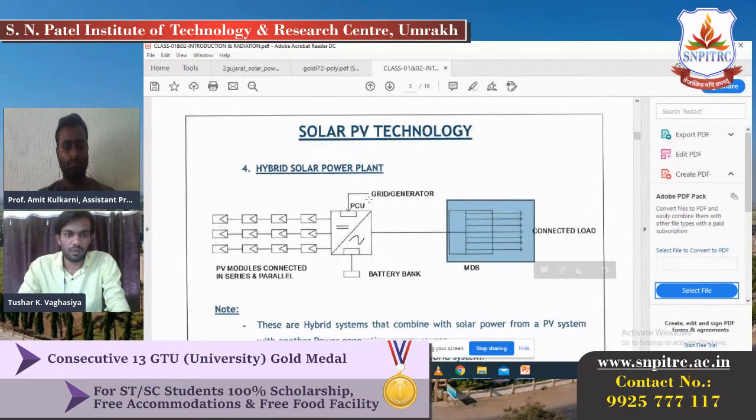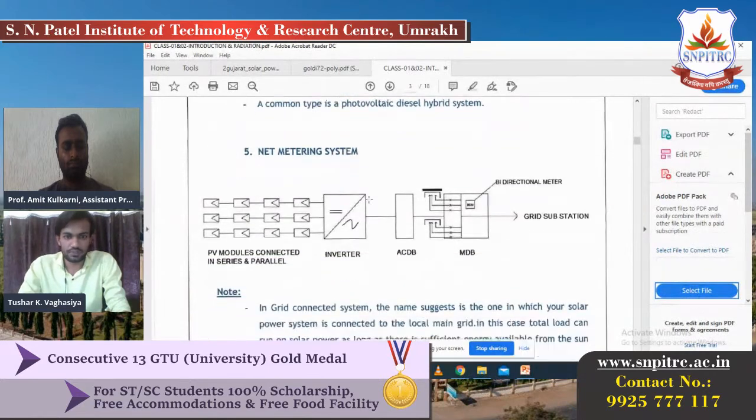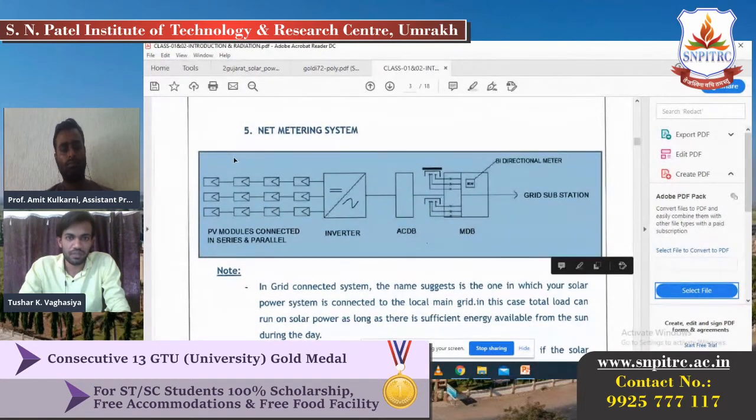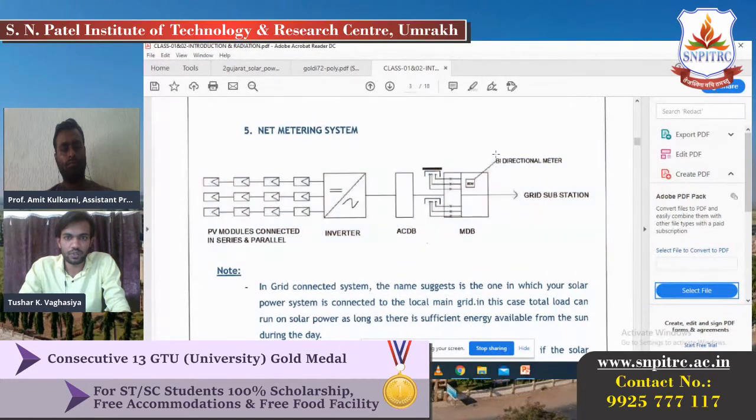So here is the hybrid solar power plant, and this is the net metering system. Nowadays in India, particularly in Gujarat, the government is giving a subsidy for this net metering system. The difference here is that we use a bi-directional meter. All these other things are the same as in a grid connected solar power plant. In the bi-directional meter, it shows how much power is generated from the solar power plant. If there is no solar power available in the rainy season or at night, you can take the power directly from the grid. All these conditions depend on the inverter, so you can use the grid also, right?